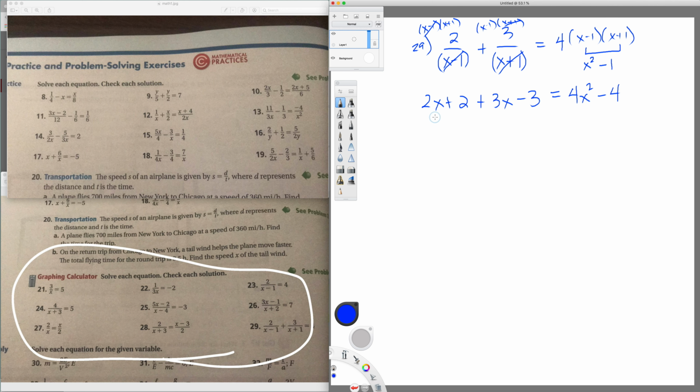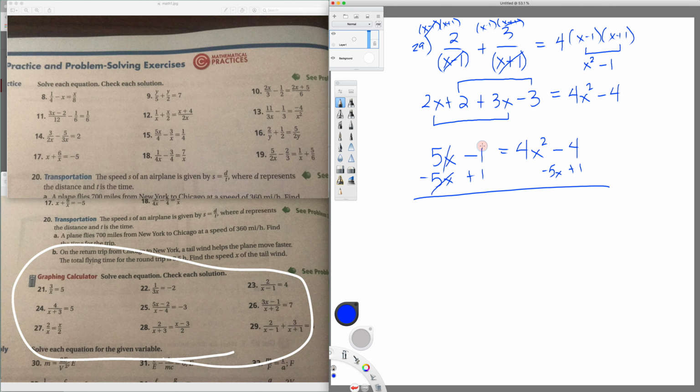So I'm going to simplify things and then get it equal to 0. So I'm going to put the x terms and the constants together here. So this is going to be 5x minus 1 is equal to 4x squared minus 4. And I want everything on one side, so I have a 0. So I'm going to take away that 5x and add a 1. So those will cancel, those will cancel. So I'll get 0. I have a 4x squared minus 5x. And then minus 4 plus 1 is going to be minus 3.